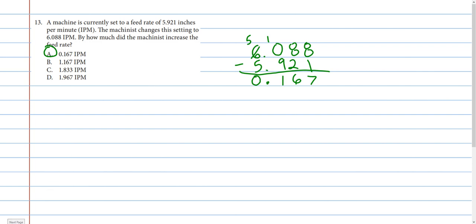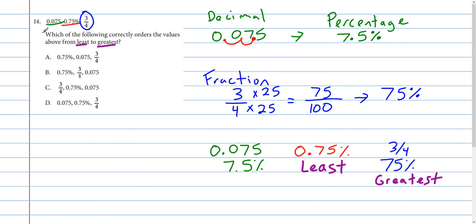Let's look at the next one. Number 14. Here I separated it by color because I have 3 different things to look at. Which of the following correctly orders the values above from least to greatest? So we want to find the least value and the greatest value in order. In order to do that, I'm going to need to put them all in the same kind of format. Right now we have decimals, percentages, fractions. I need them all to be in the same format. You could choose whatever format you like. For me, I went with putting them all in percentages.